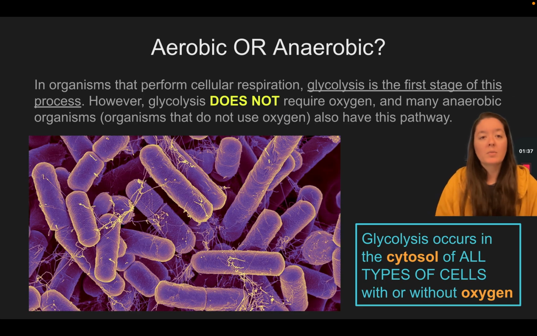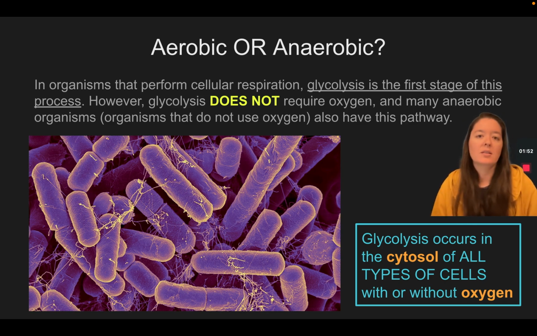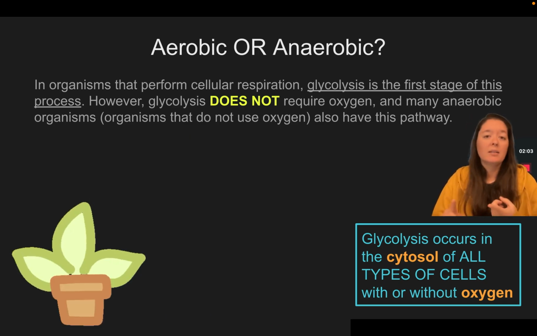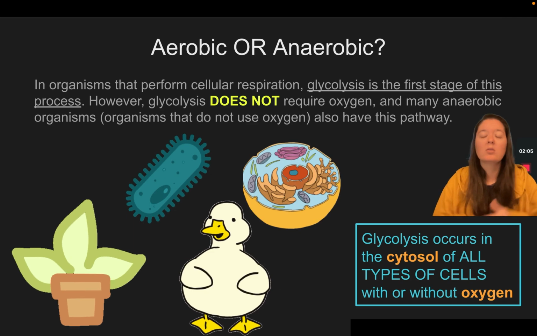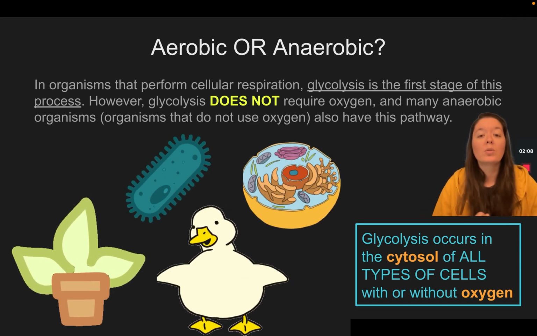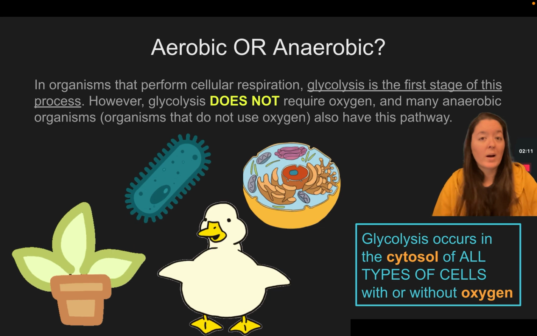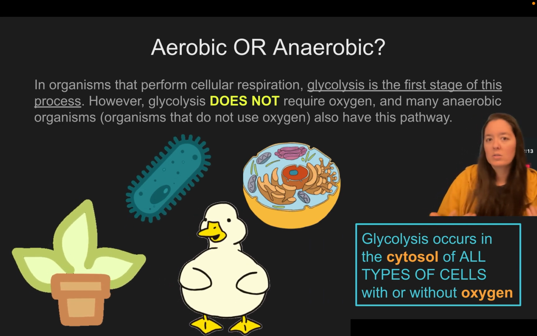In organisms that perform cellular respiration, glycolysis is the first stage of the process. However, glycolysis does not need oxygen. It is anaerobic, and many anaerobic organisms, those that do not need oxygen, also have this glycolysis pathway. It's important to note that glycolysis happens in the cytosol of all types of cells. When I say all types, I mean plant and animal and prokaryotes and eukaryotes. All types of cells go through glycolysis, and because it doesn't require oxygen, it happens in all types.